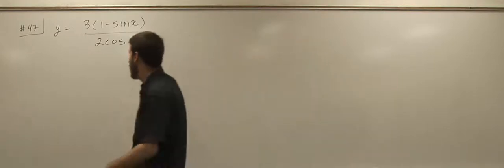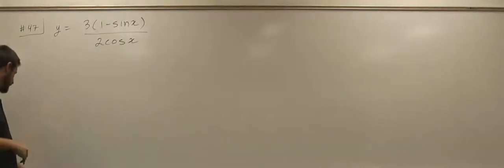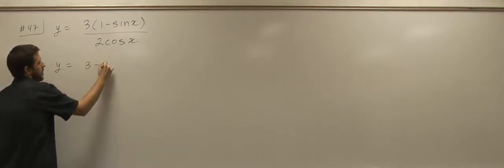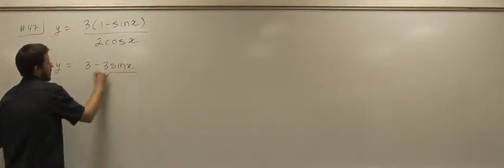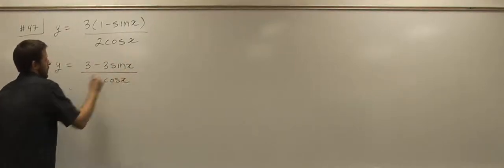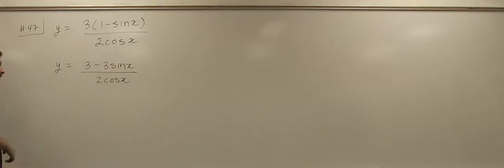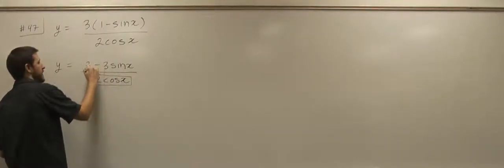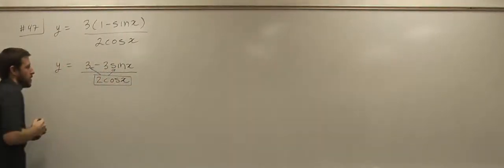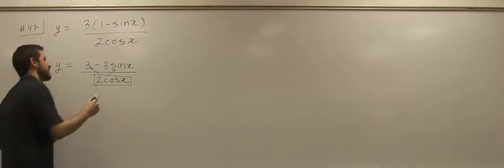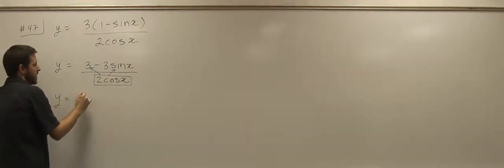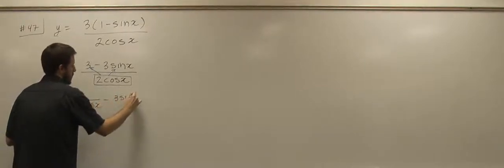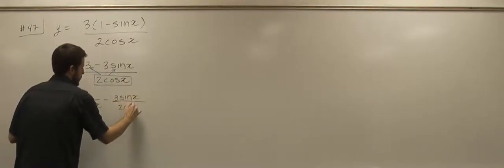So if I were trying to do this, I would probably rewrite this a little bit. Like first I would distribute out the 3. And then because I'm only dividing by one term in the bottom, I have a single term down here, I can divide it into each. So I can rewrite this y as 3 over 2 cos x minus 3 sine x over 2 cos x.